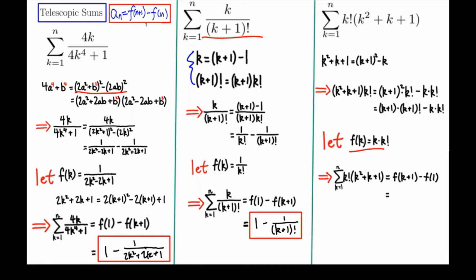So if we let f(k) equal to k times k factorial, since we don't have to change it because these two are the same anyway, we're going to end up with this sum being equal to f(k plus 1) minus f(1). And so if we put it in, we get that this is equal to (k plus 1) times (k plus 1) factorial minus 1. And there you go. That's our answer to our third and last example of this video.